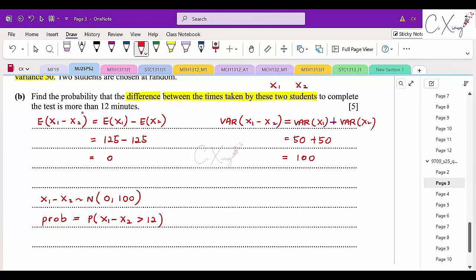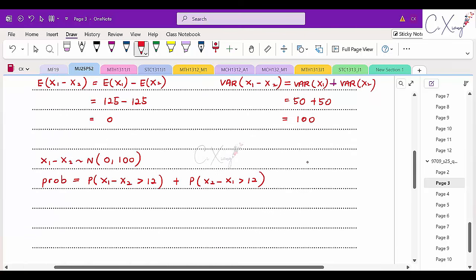But you need to take note that when they're talking about the difference, besides X1 minus X2, it can also be X2 minus X1, because X2 minus X1 is also the difference between the time taken by the 2 students. So there's a second case, where you have X2 minus X1 also greater than 12.